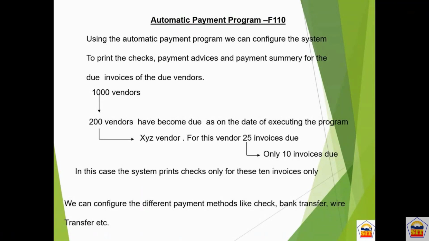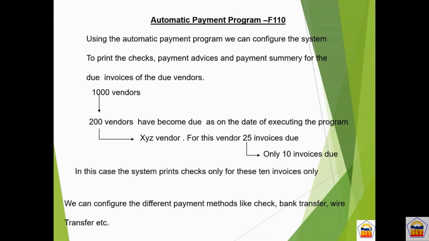It is saying that using this automatic payment program, also known as APP, we can configure the system if we need to process the checks, payment advices. Actually, these are the payment documents the system is going to generate, and a payment summary for the due invoices of your due vendors. What do you mean by the due invoices of your due vendors?